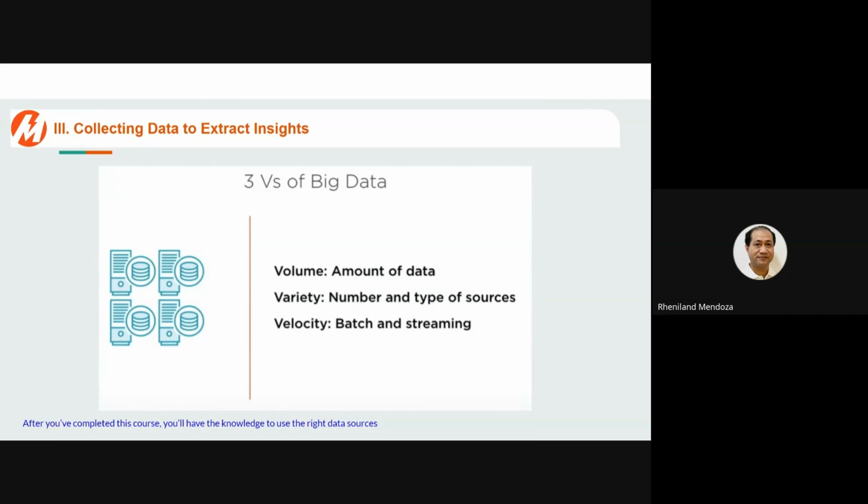Now, let's just give you additional knowledge on big data. Let's talk about the characteristics. Now, we have the so-called three V's of big data. The three V's represent specific attributes that define big data.